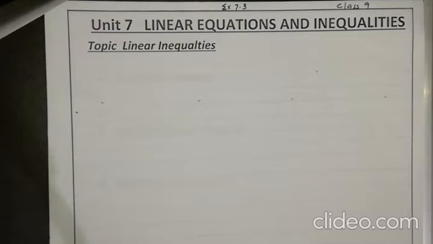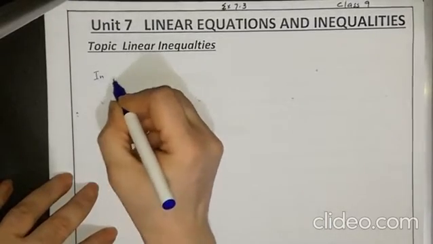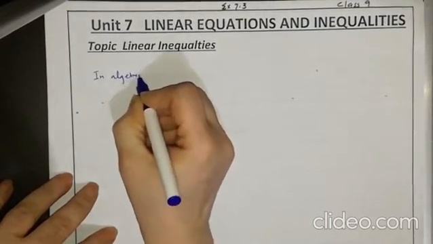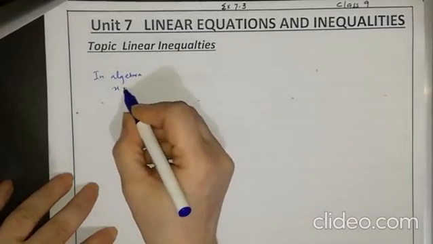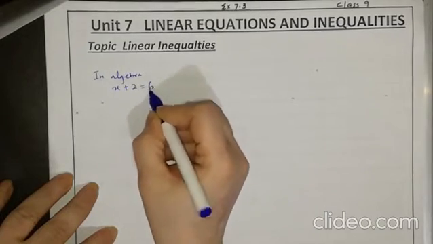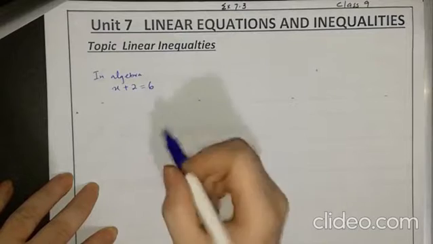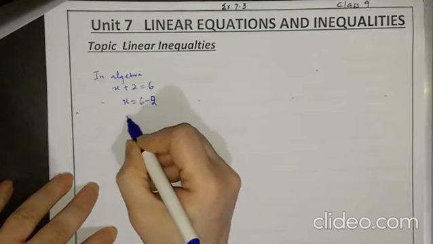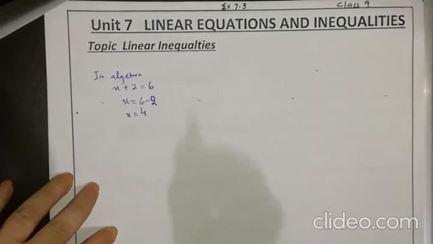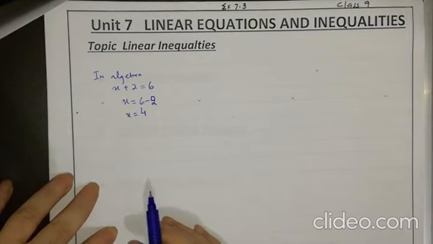What is inequality? In algebra, we have an equation like x plus 2 is equal to 6. So it has an equal sign. So this is our equation. If we solve it, x is equal to 6 minus 2, and x is equal to 4. So x is equal to 4, but now inequalities means two things are not equal.